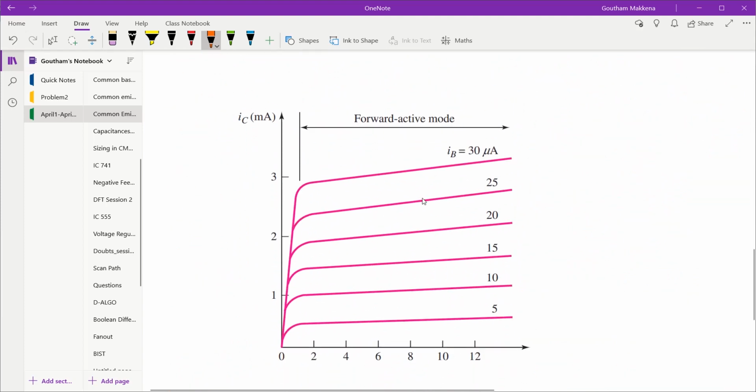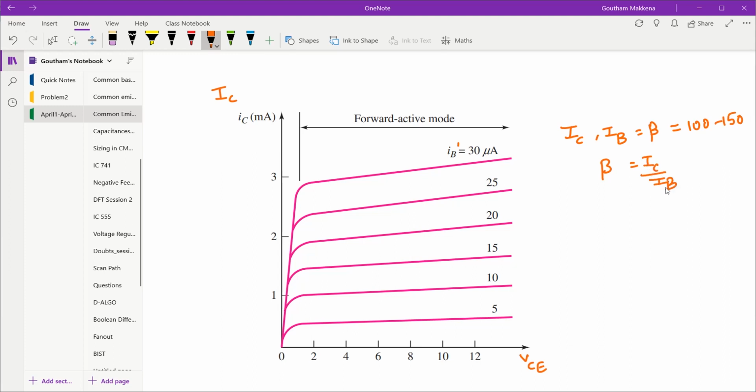Now let us look at the output characteristics. We know that the output current is IC and the output voltage is VCE, and we plot this for different values of IB. IC and IB are related by beta, and the typical value of beta, like I told you, is between 100 and 150. So beta is equal to IC by IB, and it is typically around 100.